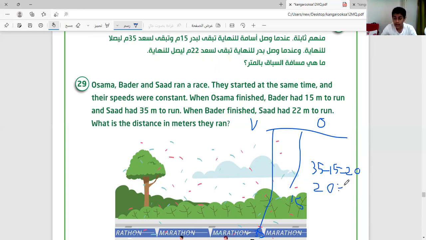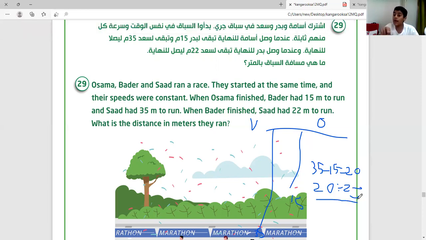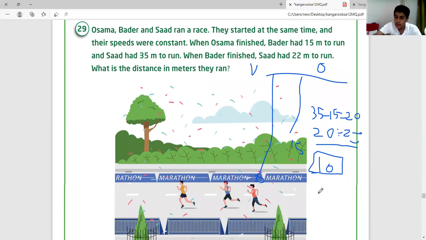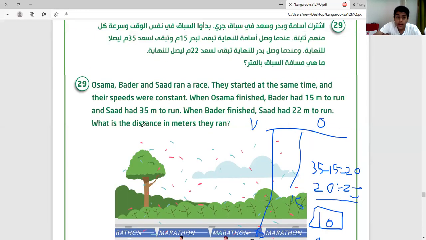So I will divide 20 by 2. Why, Muhammad, do you divide 20 by 2? Because here I use both of their speeds. Because both run 20 meters, so I'll have 10. Okay? So 10 is the speed of Badr. I'll multiply by 10 here, which is the speed of Badr. Okay? Then here he says, when Badr finished, Sa'ad has 22 meters left.